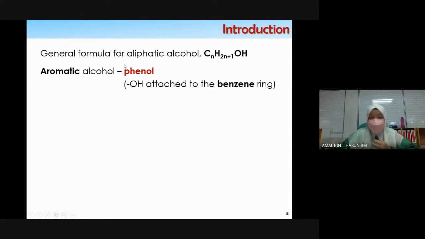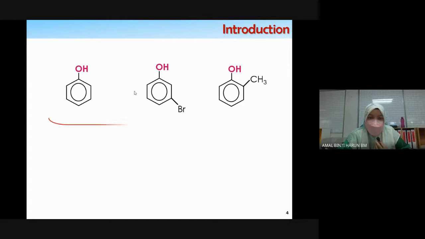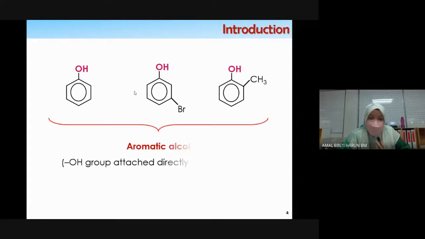Okay, for aromatic alcohol, the second type of alcohol is phenol, where the hydroxyl group is attached to the benzene ring. Okay, selain OH attached to benzene ring adalah aliphatic. Kecuali OH that attached to benzene ring, kita panggil aromatic alcohol ataupun phenol. So ni aliphatic alcohol. Okay, so ini aromatic alcohol where the OH is directly attached to the benzene ring.